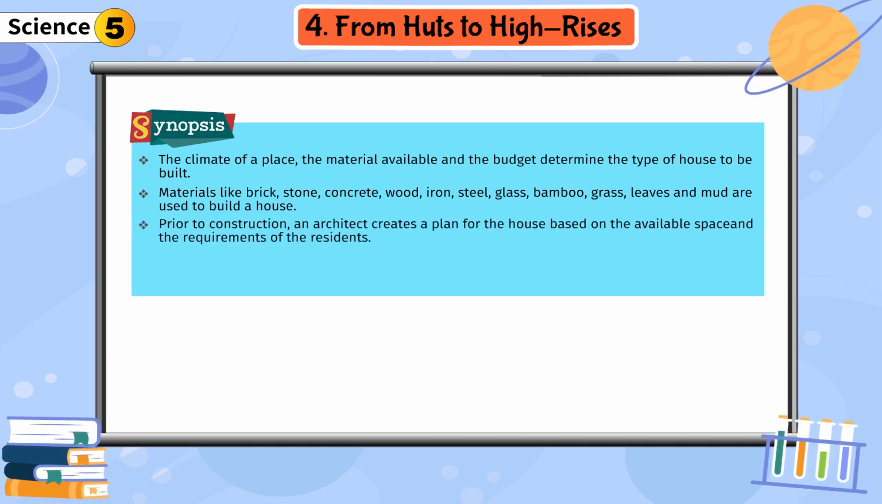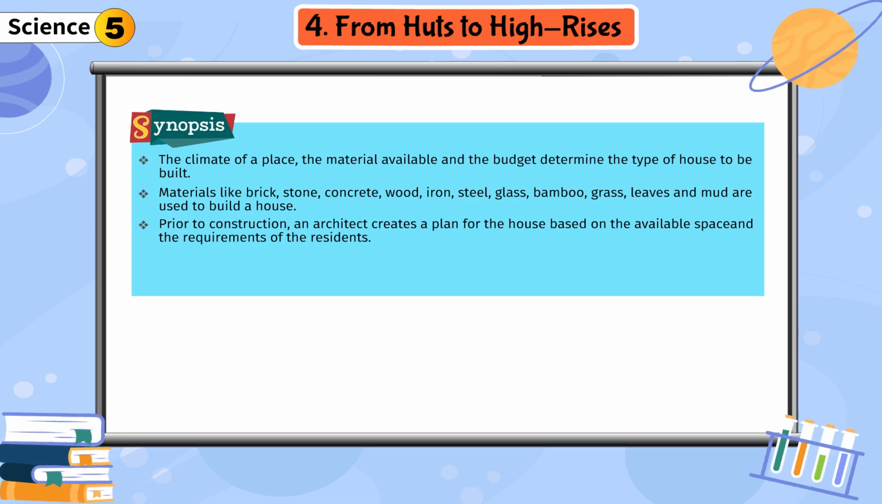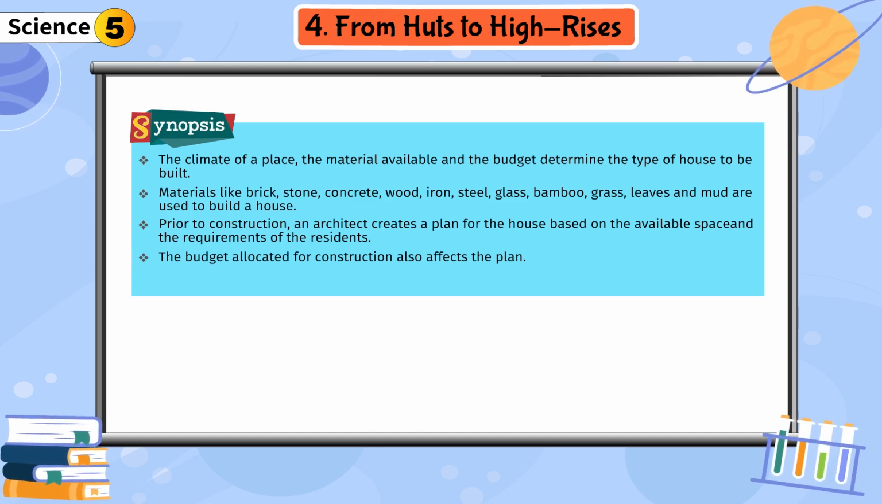Prior to construction, an architect creates a plan for the house based on the available space and the requirements of the residents. The budget allocated for construction also affects the plan. Once the construction is finished, the house must be properly maintained.